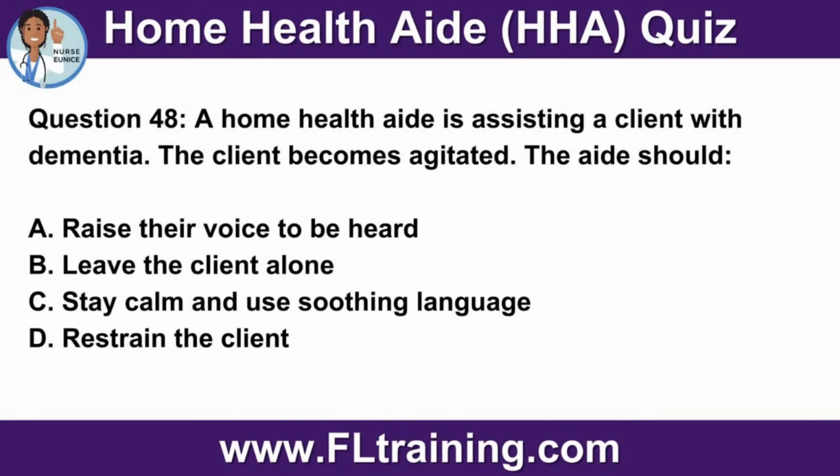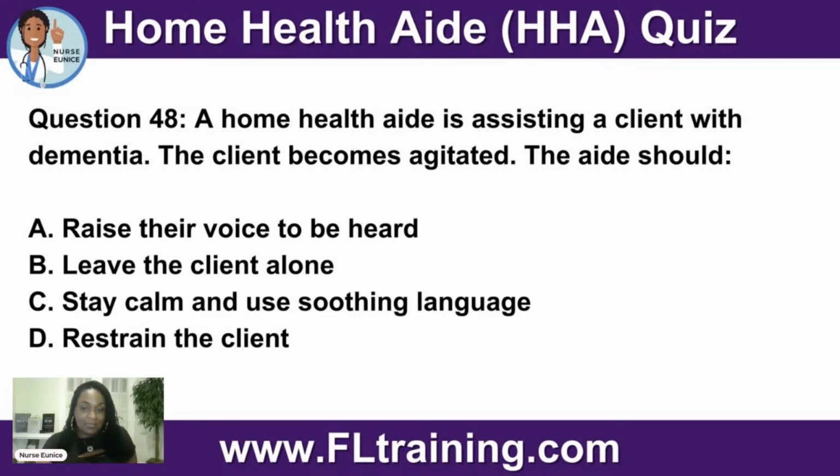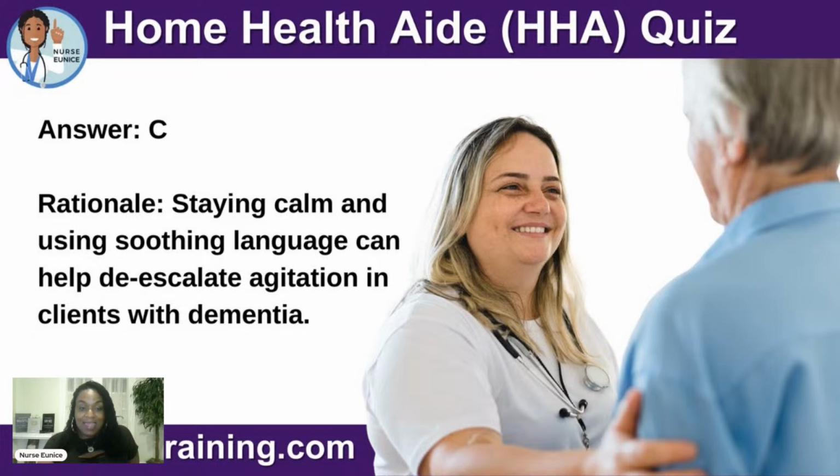Question 48. A home health aide is assisting a client with dementia. The client becomes agitated. The aide should A, raise their voice to be heard, B, leave the client alone, C, stay calm and use soothing language, or D, restrain the client. Let's see. What do you have? And we have a lot of C's. Yes, we're going to stay calm, use soothing language.